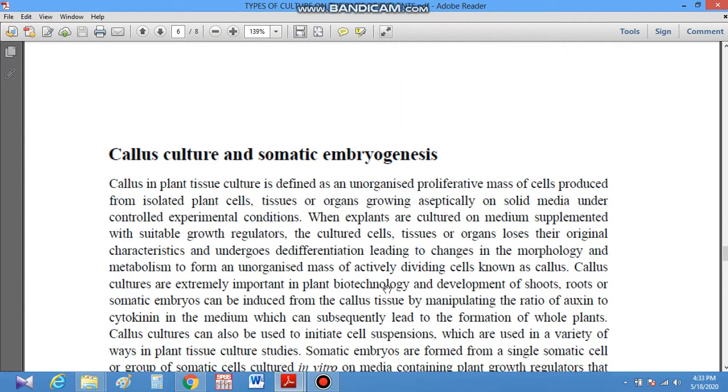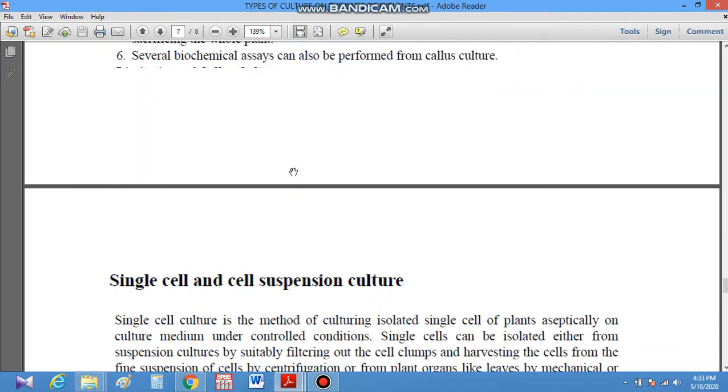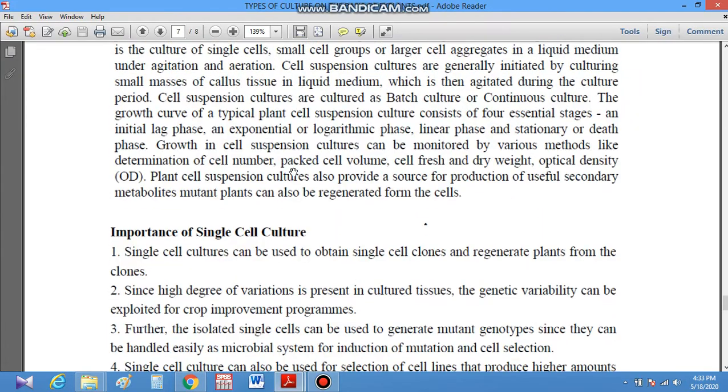Sometimes we use cell culture, where a single cell can be cultured in in vitro conditions on a suitable nutrient medium. Then there is callus culture and somatic embryogenesis. Callus is basically an unorganized mass of cells formed by cultured cells or tissue on an agar medium. Callus can develop somatic embryos, through which we can develop a whole plant. This is called callus culture, and sometimes we culture single cells.